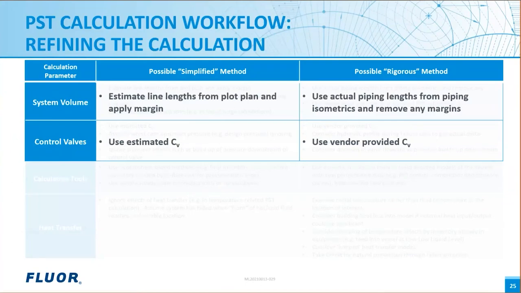On the left, we can see a simplified method where we might use estimates of line lengths from our plot plans and build margins into that as a first pass process safety time calculation. And if we find that that isn't giving us a nice answer, we can use actual piping lengths from isometrics or 3D piping models if they're available. Similarly for a control valve, we might use a crude estimate of the CV initially, and later on we might be able to use a vendor provided CV, which will hopefully lead to a better answer.